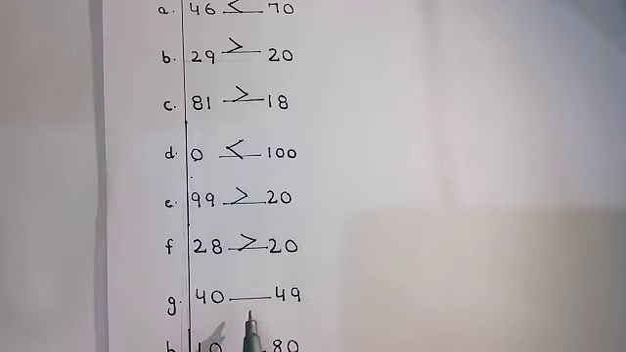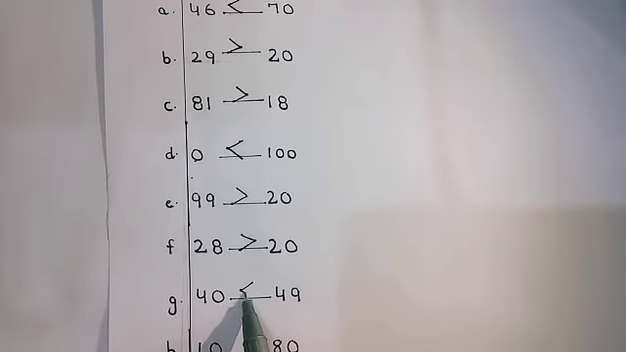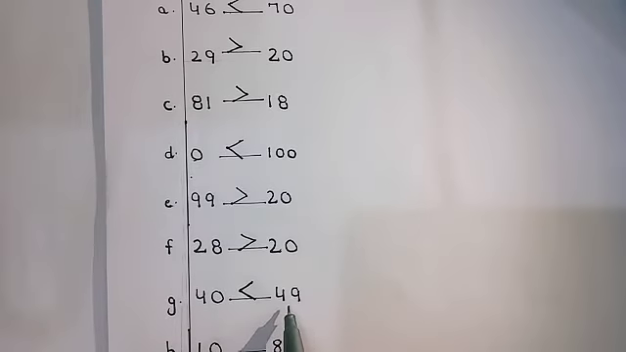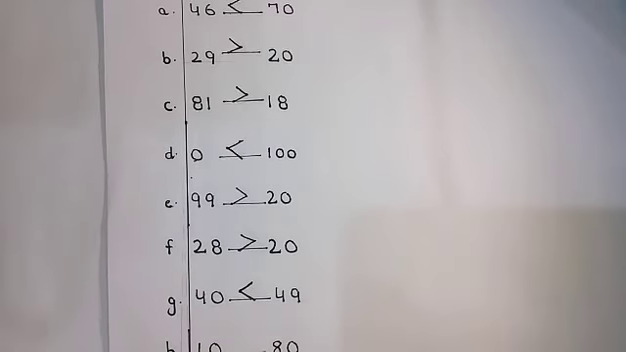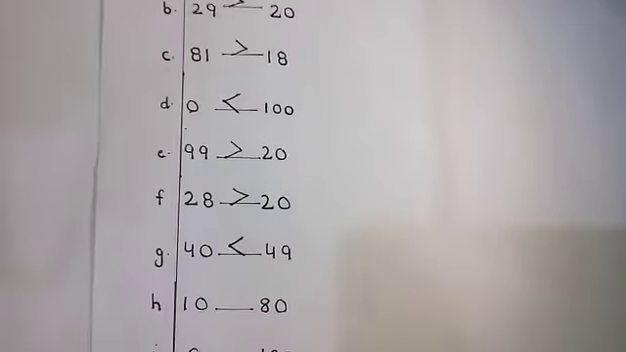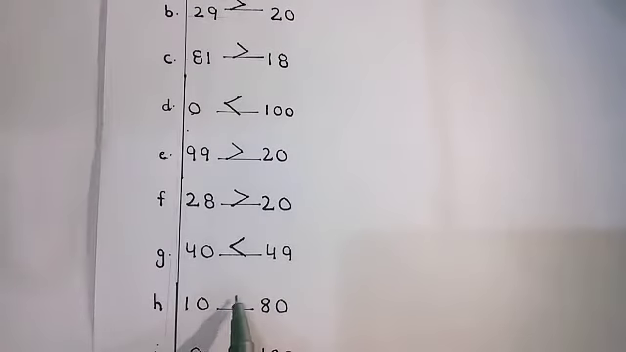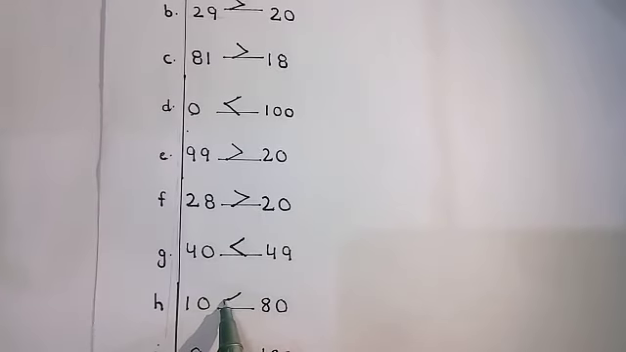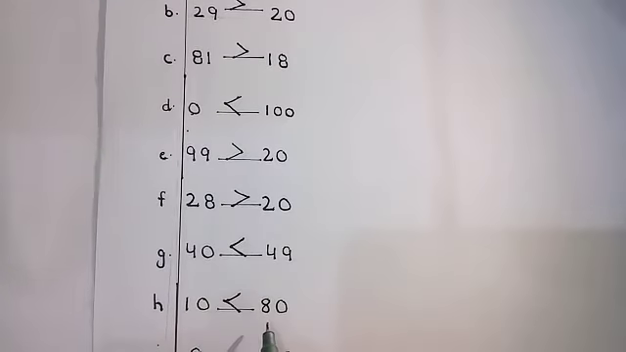Next one is 40 dash 49. 4 tens, 0 ones and 9 ones. 49 is the greater number, so the open face we will have to put towards 49. H is here. 10 dash 80. Definitely 10 is smaller than 80.